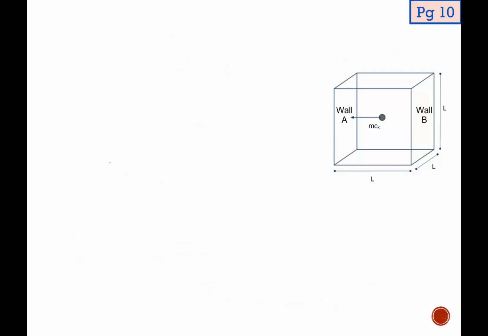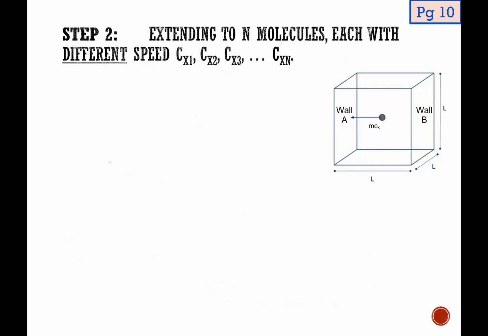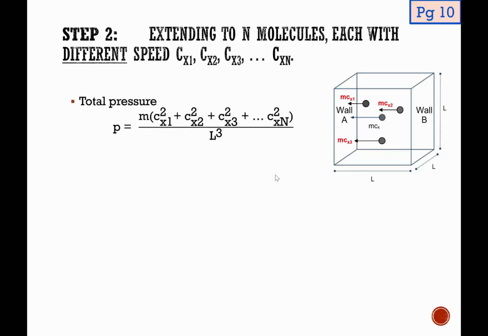So now we have already found the pressure on the wall due to one molecule. We can now move on to step 2, where we extend the problem to n molecules, with each molecule realistically moving at slightly different speed and hence momentum. The total pressure due to n molecules is just the sum of the pressure due to each single molecule. So we have mcx1 squared over L cubed plus mcx2 squared over L cubed plus up to mcxn squared over L cubed. What we need to do next is factorize m and L cubed out of the equation, and then we get this expression.